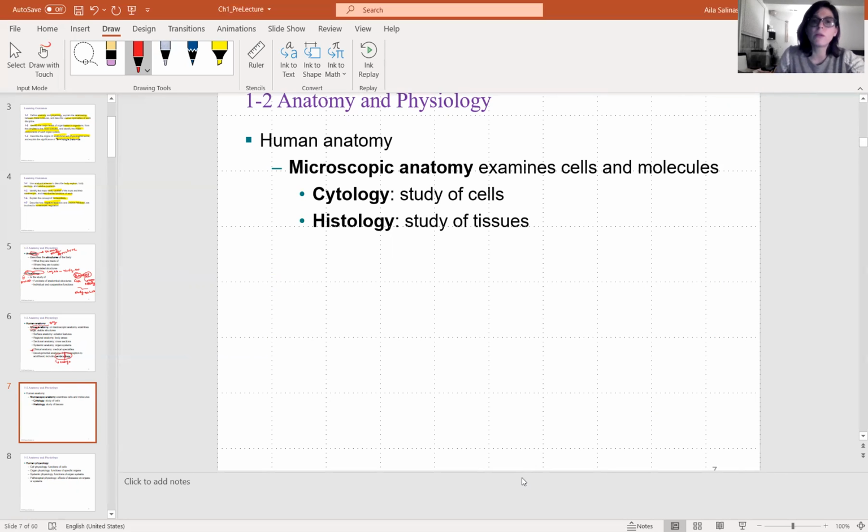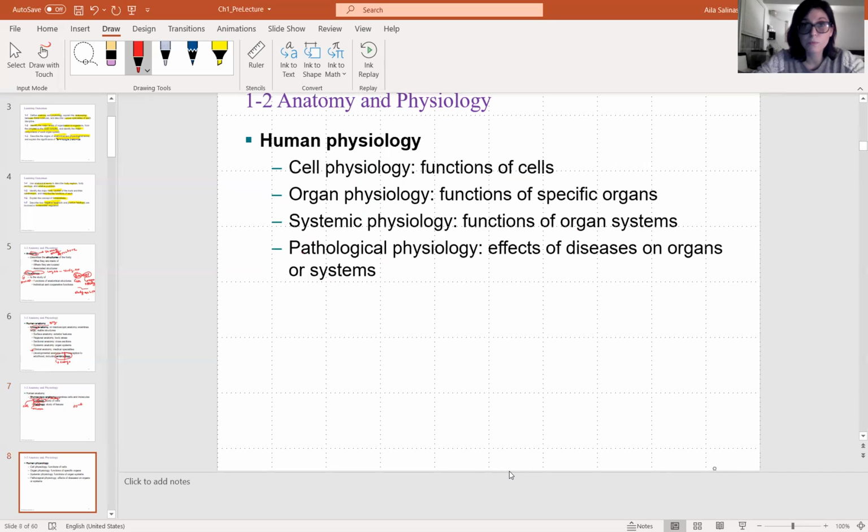In human anatomy, we also have the microscopical anatomy, micro. Micro is 10 to the minus 6 power. So they are structures really, really small that you need the aid of a microscope to examine. So we have cytology, where cytos is cell and logos is study. So cytology is the study of the cell, and histology, histos is tissue. Histology is the study of the tissues.